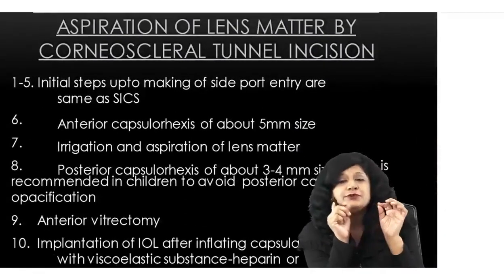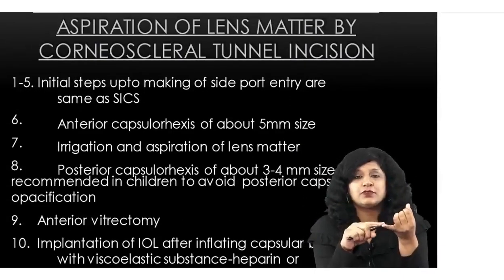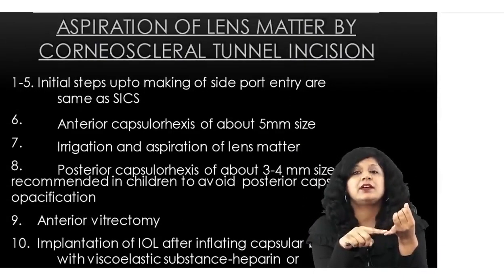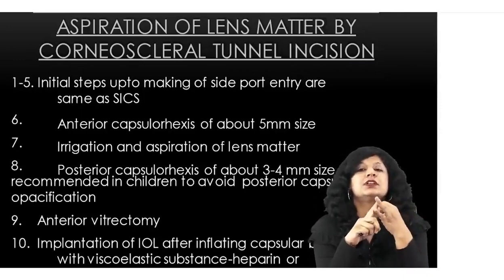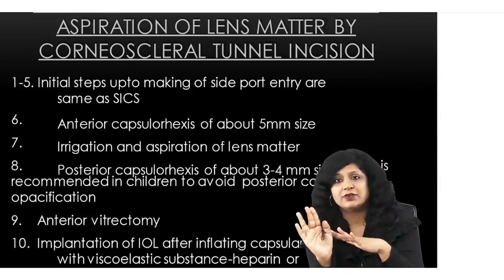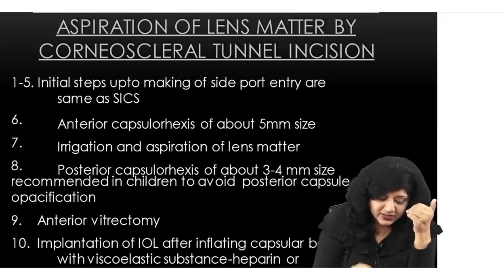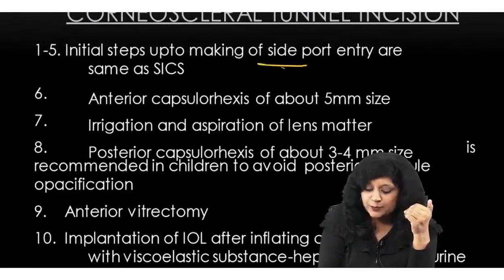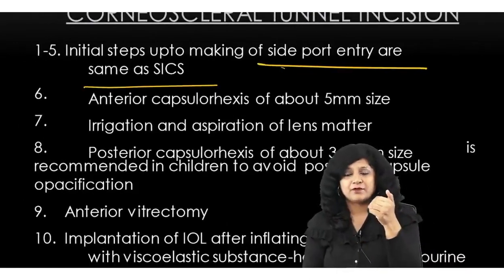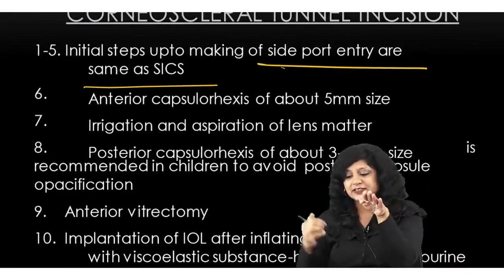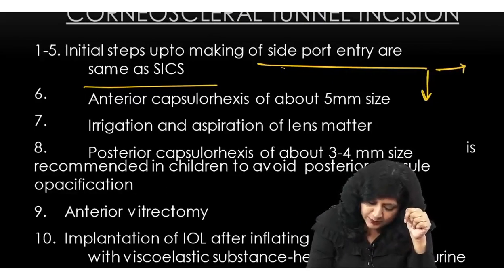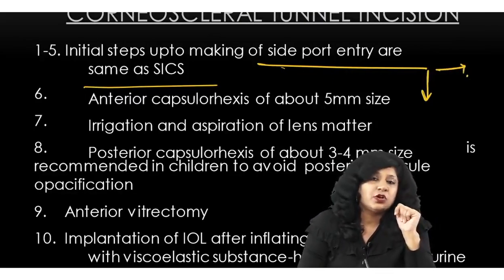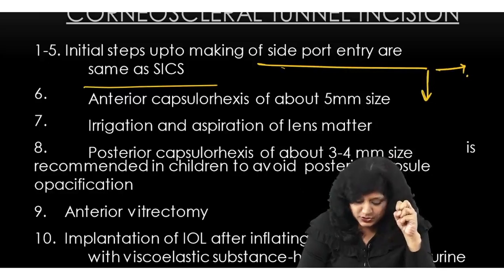The initial 4 steps are the same: the superior rectus bridle suture, the incision, and the conjunctival flap. Up to the side port entry they are the same. Once you have gone inside, there is one incision like this, then you give a side port entry, so that we can do the irrigation aspiration.